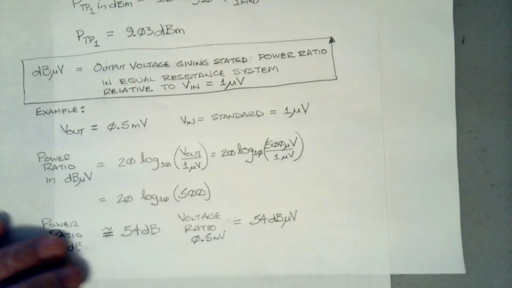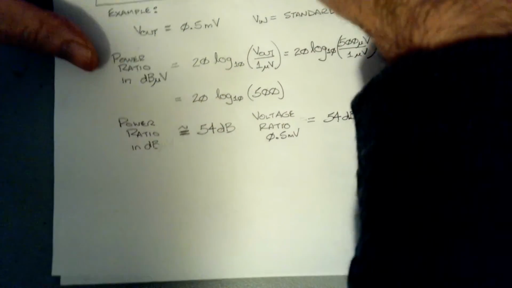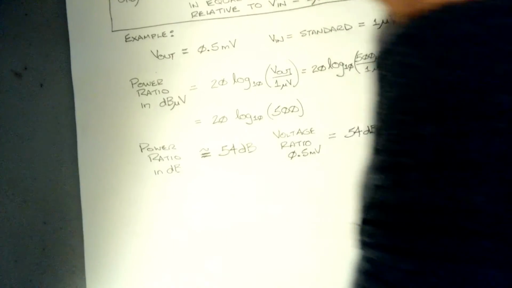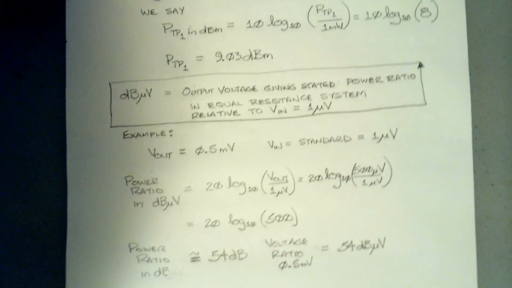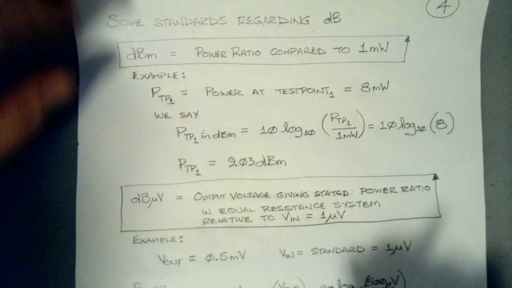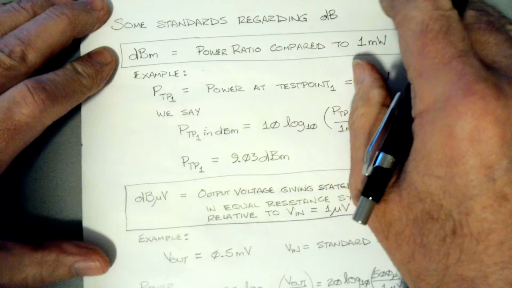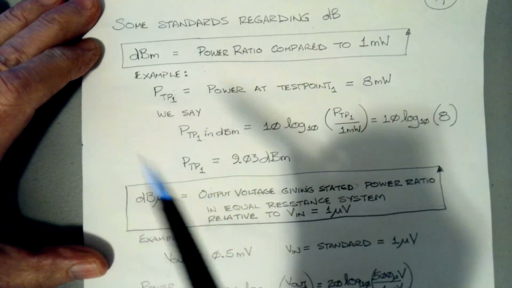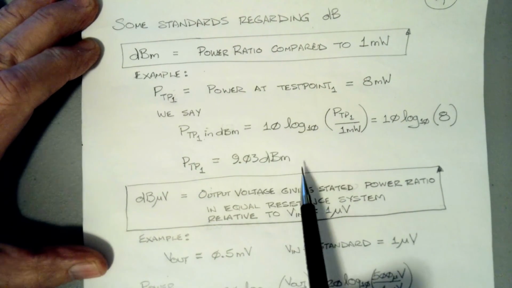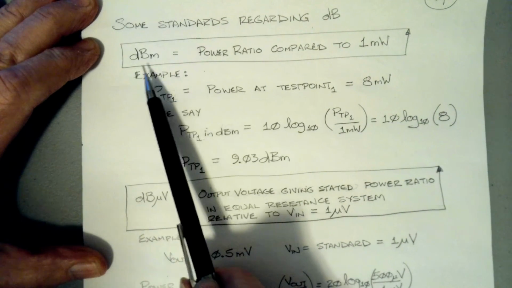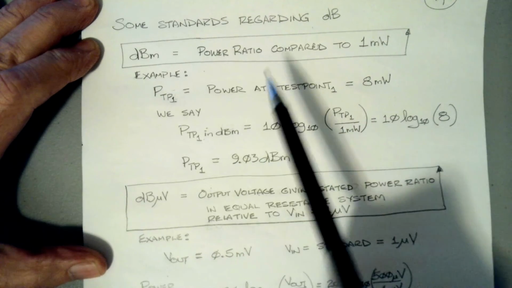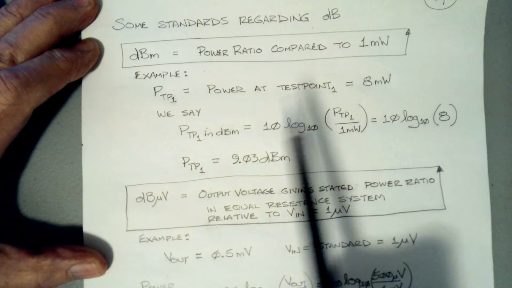So I just want to mention a couple of standards while we're talking about dB. Gary, Professor Millett will probably talk a little bit more about this. But I would say the most important standard in talking about decibels, you've seen decibels themselves as a way to express power ratio. dBm, with a small m, means power ratio compared to 1 milliwatt.